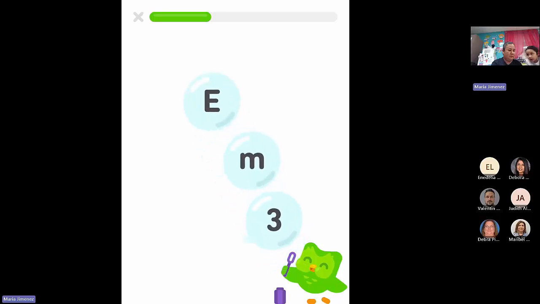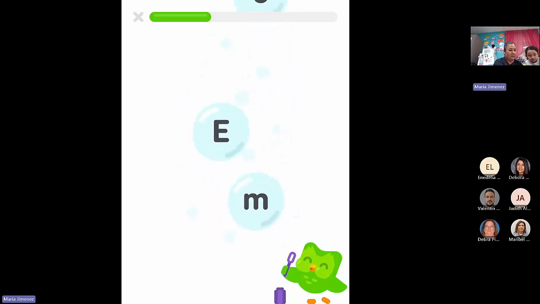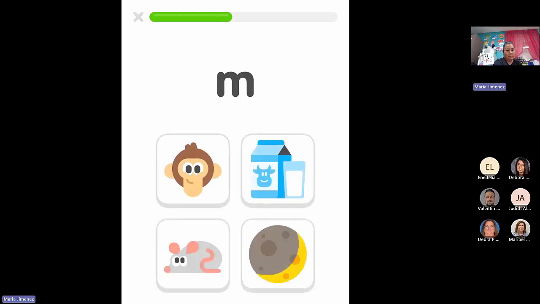So this is your drag and drop section. Tap on the letter M every time you see it. What are they? Right there. M, M, E, so I'll count this one wrong. M. These things all start with the letter M. Tap on the things that start with the letter M.